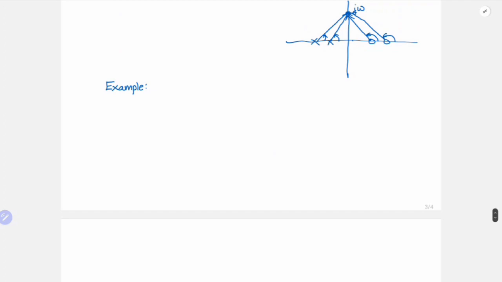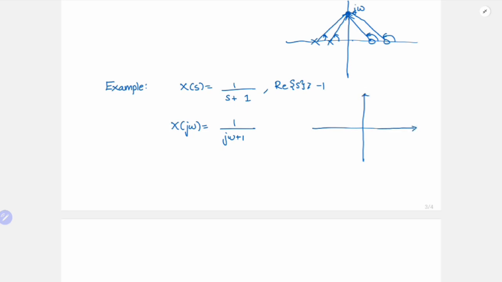Let's take a simple example. Let's not complicate this. So X of s equal to 1 by s plus 1. And we say real of s greater than minus 1. So what will be my Fourier transform? You can see this is 1 by j omega plus 1, right? And I have one pole at minus 1. So this is the only pole. And let me take this j omega point. Now this will be my vector, right? So this vector I'll name as some R.